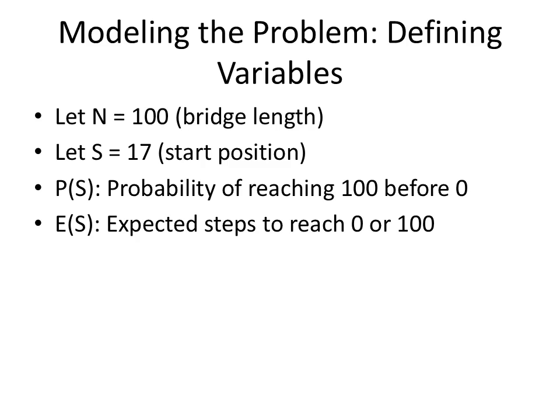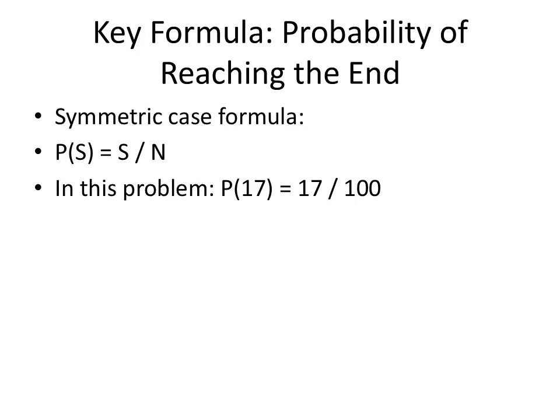By setting up these variables, we can now use standard formulas from probability theory for random walks. For a symmetric one-dimensional random walk with absorbing barriers at position 0 and n, the probability that the walker starting from position s reaches the end at n before 0 is simply s divided by n. In symbols, that's P of s equals s over n. For our problem, that means P of 17 equals 17 divided by 100. This elegant result is a hallmark of symmetric random walk problems. Every step remains unbiased, so the winning probability depends entirely on your relative position between the two ends.